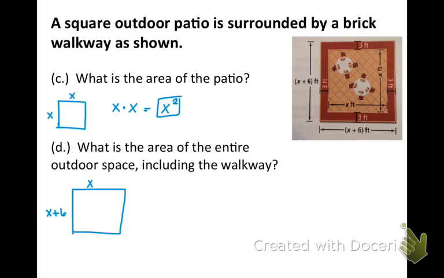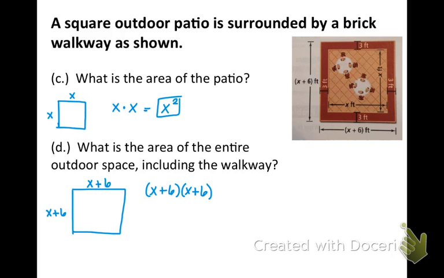Now, the entire outdoor space has a length and width of not just x, but of x plus 6 and x plus 6. So to find area, that means we're going to multiply x plus 6 times x plus 6. This is how we write it as a product, but we always want to know the entire area written as a sum. So we need to make sure that we multiply this out. Don't leave it. Okay? If I said, what's the area of your bedroom, you wouldn't tell me 10 by 12. You'd multiply it out. You'd tell me it was 120. So we're going to do the same thing here.